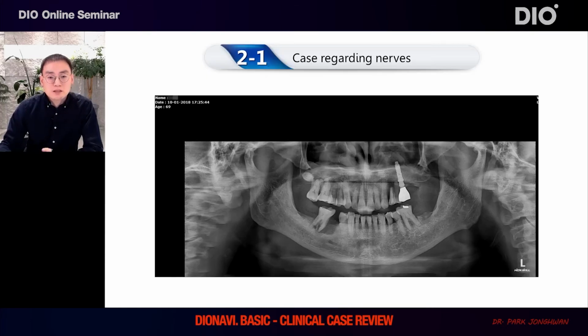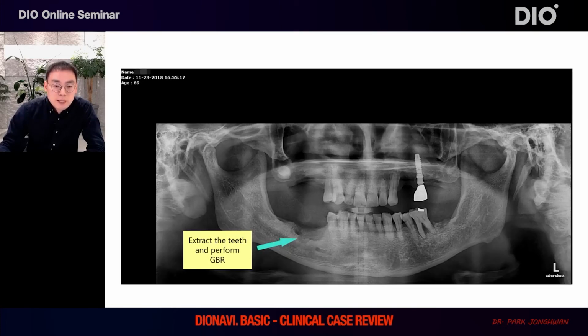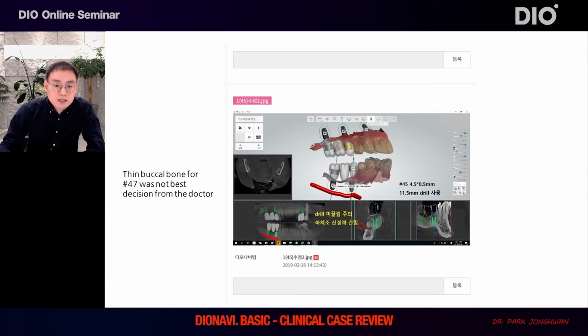Let's look at a case involving nerves. This patient came in 2018, and it was a difficult case. You'll see later on CT, but if you look closely, there's no bone in number 10. The lower jaw looks like it has much bone, but there isn't much to use actually. It had a lot of useless bones on the lingual side. I did GBR as soon as I took out number 40. Then I planned. But I made a mistake.